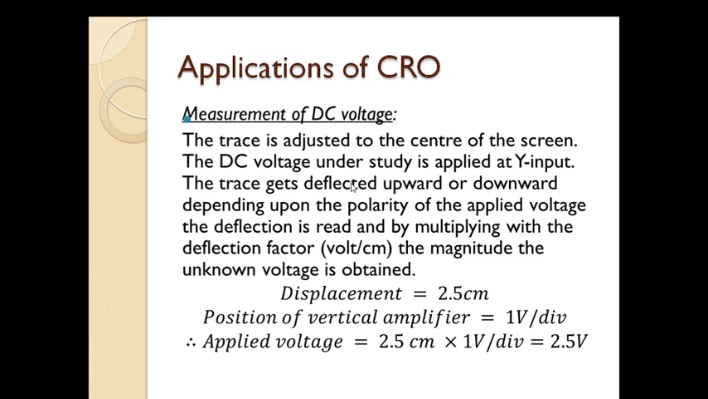Now the signal of which the DC voltage is to be measured is given to the Y plates. Because of that, there will be deflection in the beam of electrons. The deflection from the starting point is measured by making use of the screen of the CRT, which has several divisions. So consider one point as your 0, and from that point you measure the vertical deflection in the beam of electrons in divisions, and that displacement is then written in centimeters. After that, you find out the position of the vertical amplifier in volts per division. Multiply these two and that will give you the applied voltage in volts.